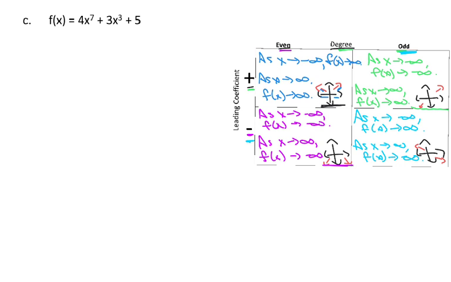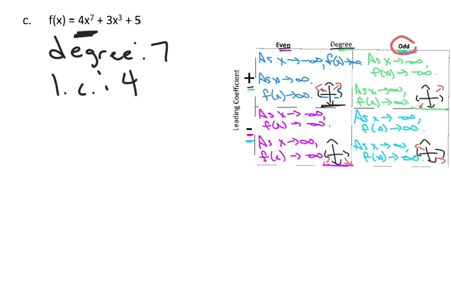Okay, next example says f of x equals 4x to the 7th plus 3x cubed plus 5. So this one's already in standard form. So once again, we need our degree, which is our highest exponent, which looks like it's 7. And we need our leading coefficient, which is the number out in front of our highest degree, which is 4. So it looks like on this one, our degree is odd, and our leading coefficient is positive. So the top and to the right.